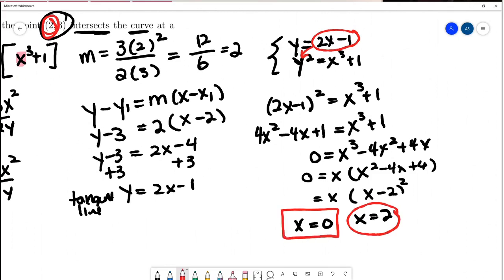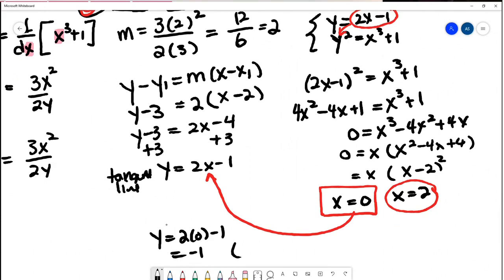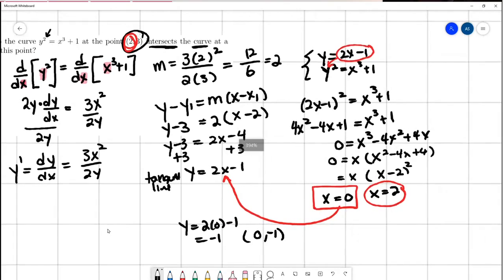And I need to find the ordered pair. So I'm going to substitute this back into the tangent line. Y equals 2 times 0 minus 1, and that's negative 1. So the second point that our tangent line intersects is the point (0, negative 1).